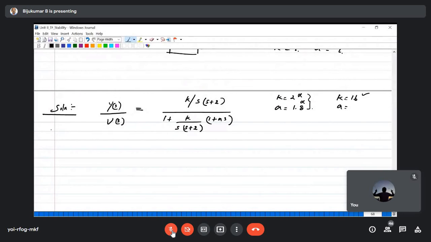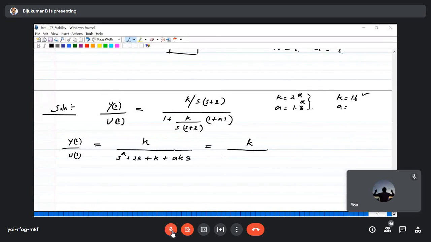First of all, you obtain the transfer function of the system. Now, if I solve this, I get K divided by s squared plus 2s plus K plus AKs, right? So this can be written as K divided by s squared plus (2 plus AK)s plus K.